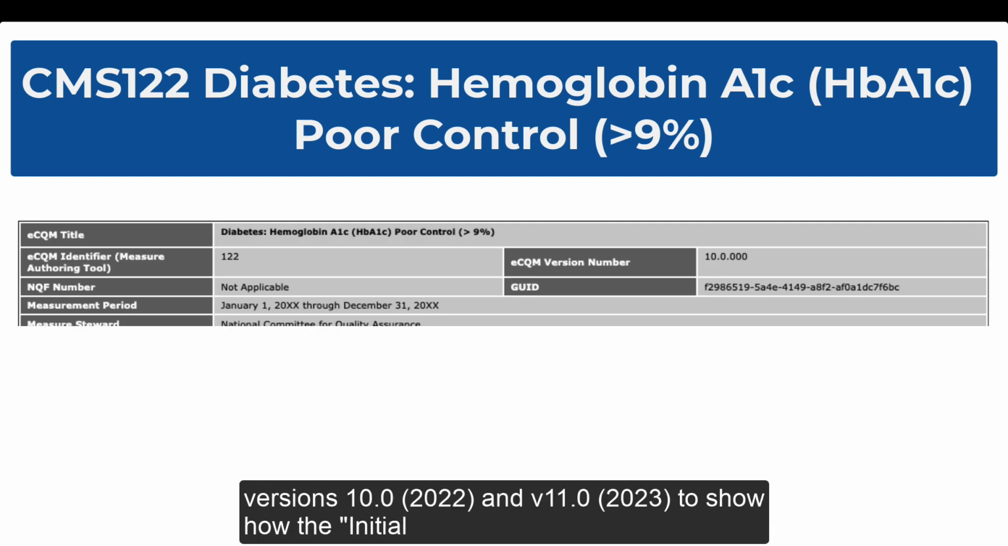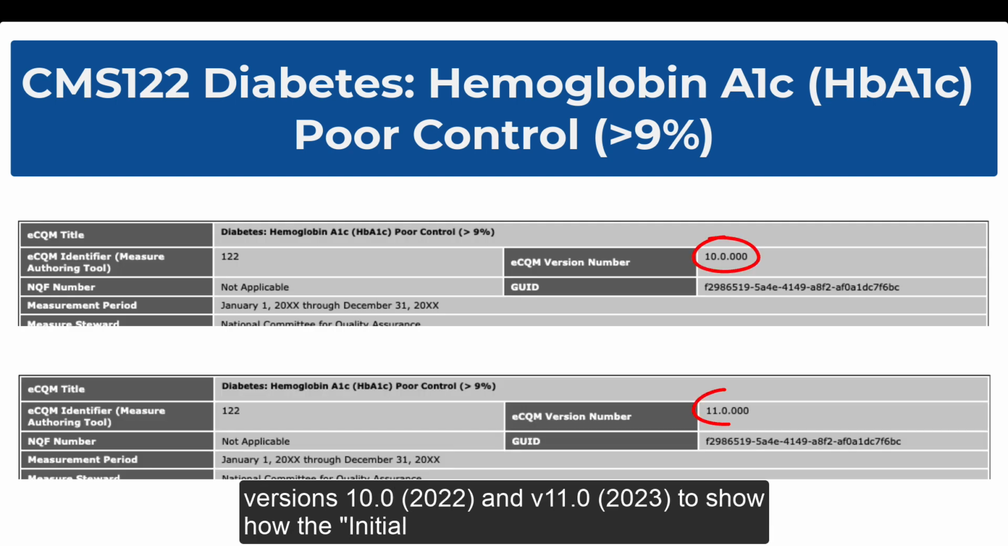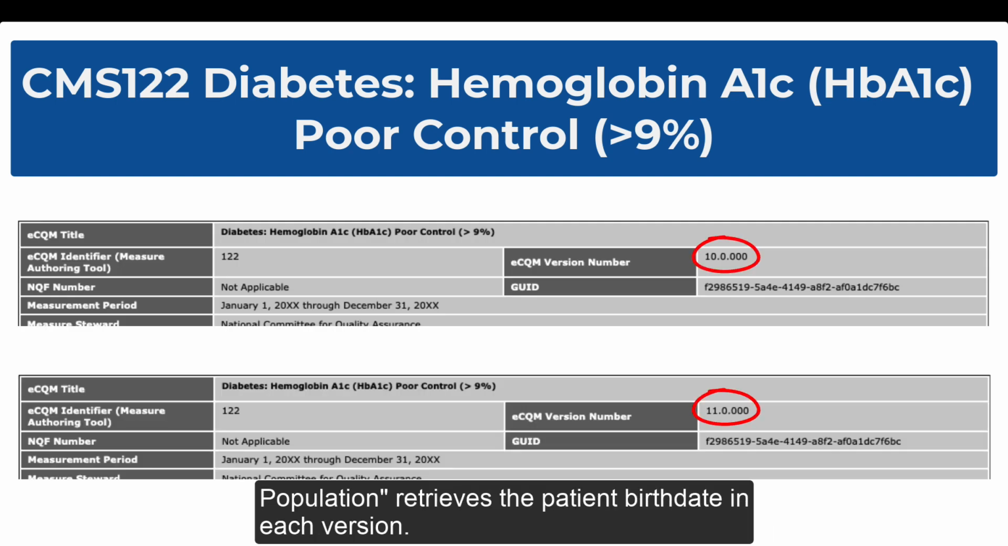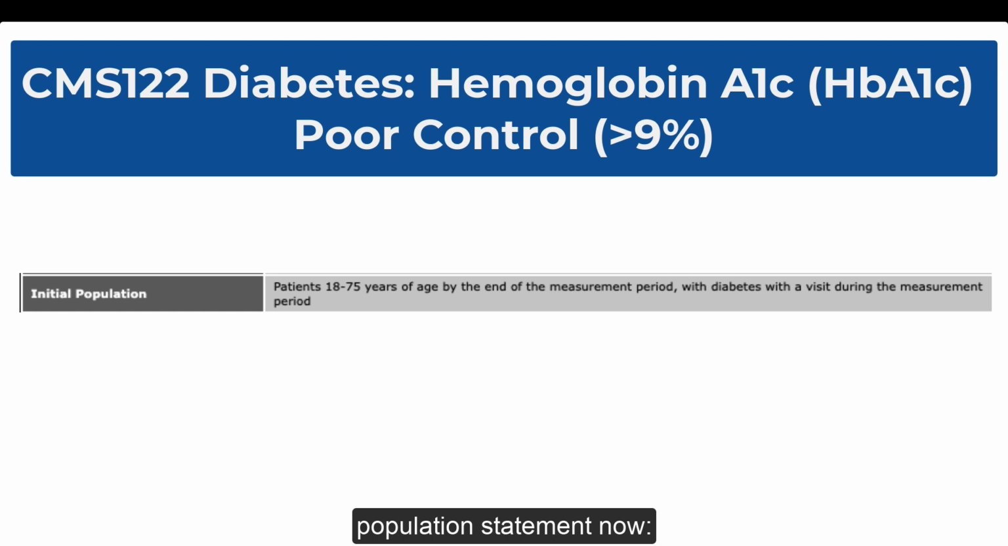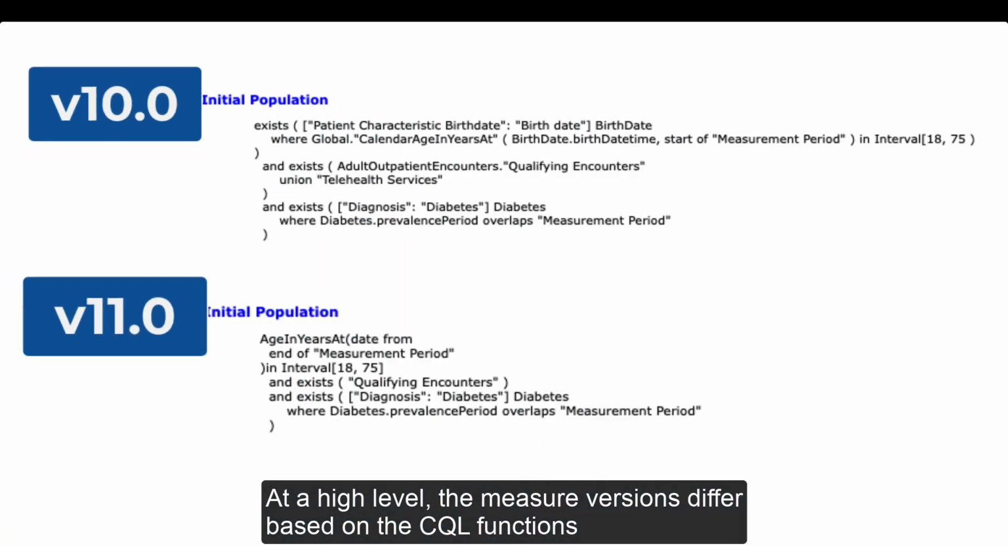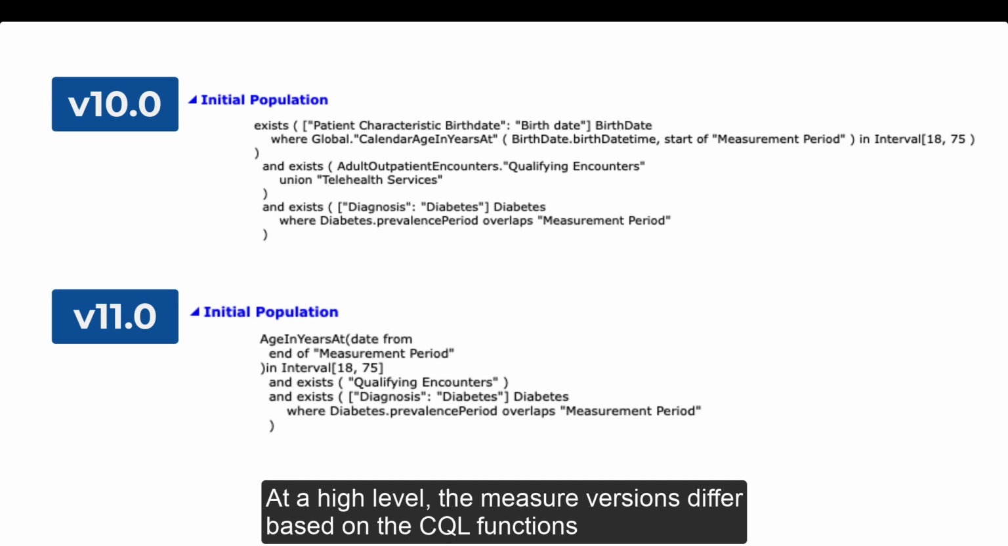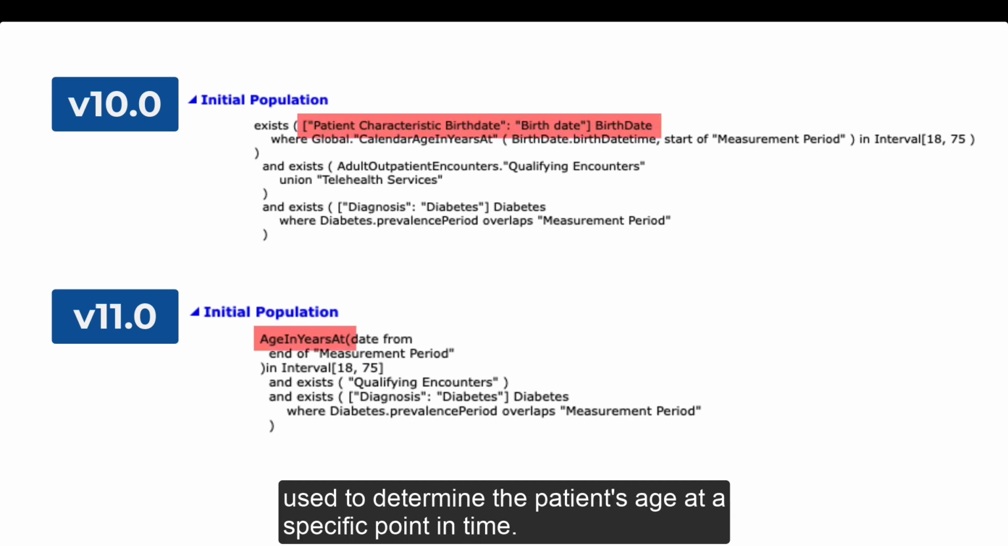We will show versions 10 and version 11 to show how the initial population retrieves the patient birth date in each version. Let's review the initial population statement now. The patients age 18 to 75 years of age with diabetes with a visit during the measurement period. At a high level, the measure versions differ based on the CQL functions used to determine the patient's age at a specific point in time.